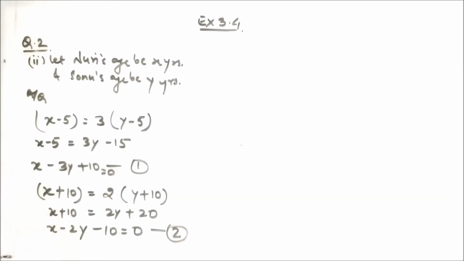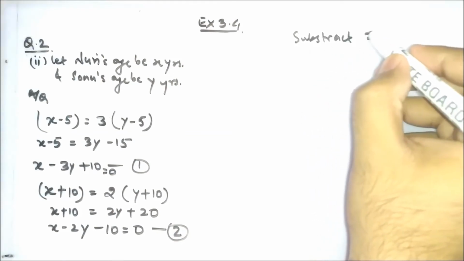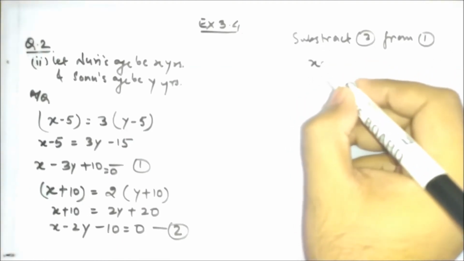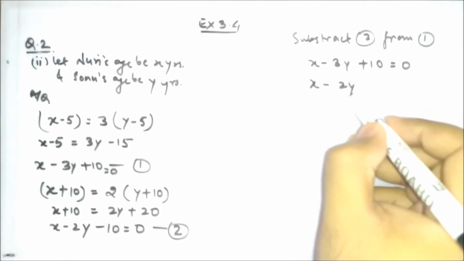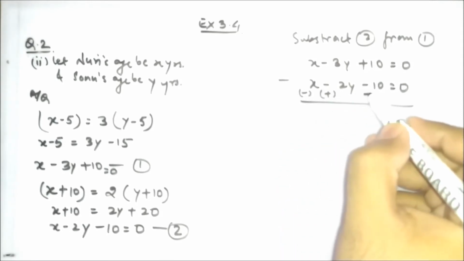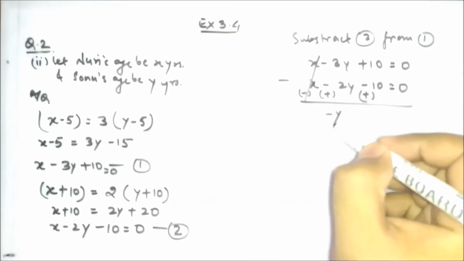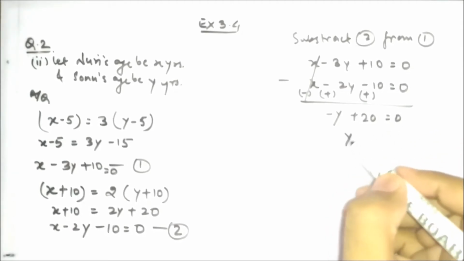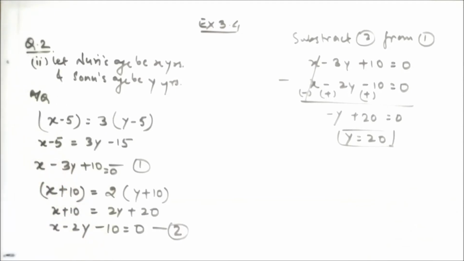Using the elimination method, we can easily eliminate x as it has the same coefficient. We need to subtract the second equation from the first equation. We can write x minus 3y plus 10 is equal to 0, and the second is x minus 2y minus 10 is equal to 0. When this is subtracted, the sign will change. So x will cancel, and minus 3y plus 2y gives minus y, and plus 10 and plus 10 gives plus 20 is equal to 0. So from here we get the value of y as 20, and y was Sonu's age. So Sonu's age is 20 years.